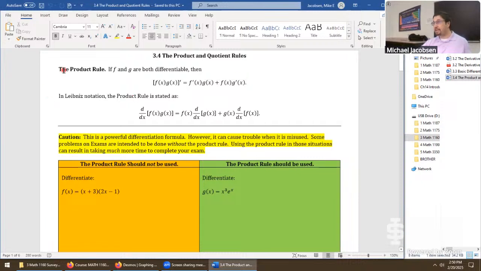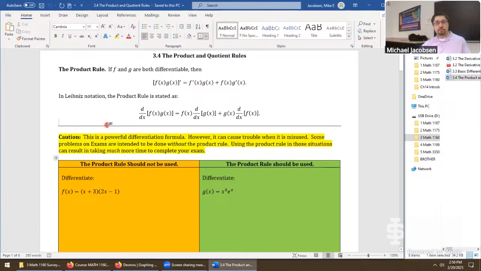So part of our goal when we introduce something like the product rule or quotient rule is to say when it should not be used. That's kind of weird. We are introducing a rule and saying don't use it. And we want to say when it should be used. So we want to spot the difference between both of these functions. And this is something that happens in the homework as well.